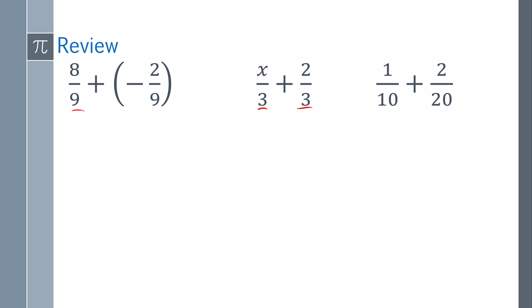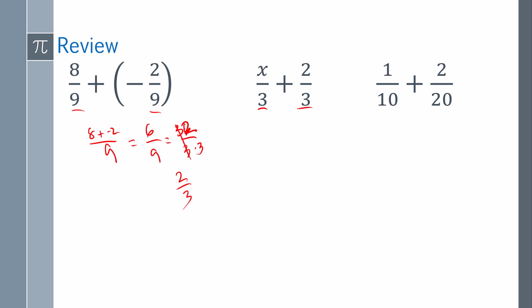So in this case, the 9s are the same, so you can actually perform the operation. The denominator stays the same, and then you just combine the tops. So in this case, it would be 6 over 9. And then if you are able to reduce, you can break it further: 3 times 2, 3 times 3. So you get 2 over 3.